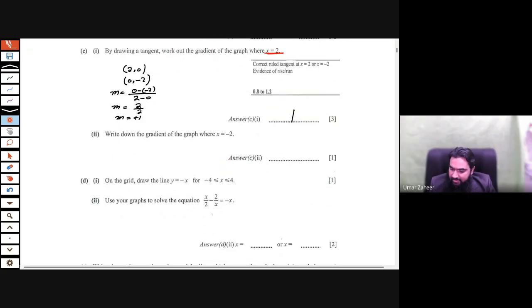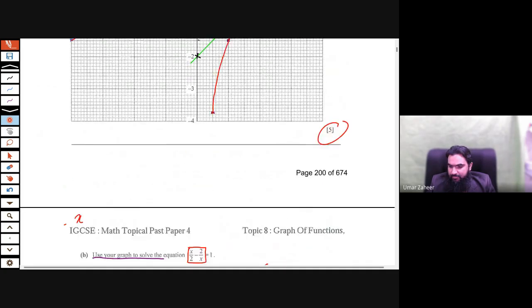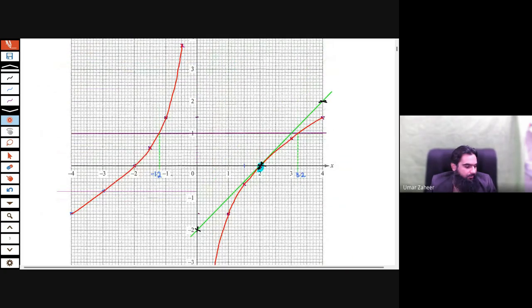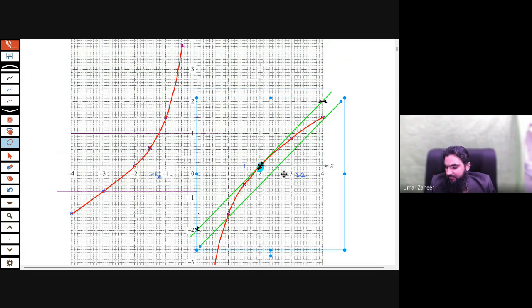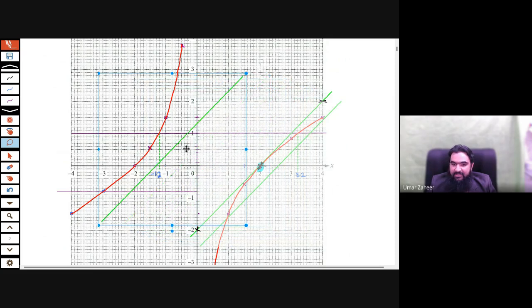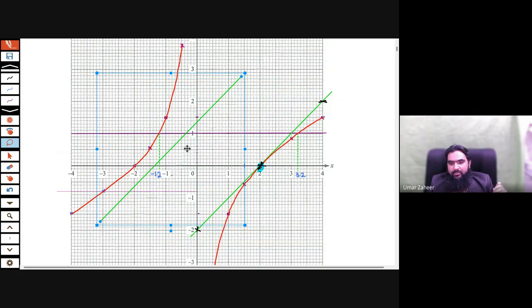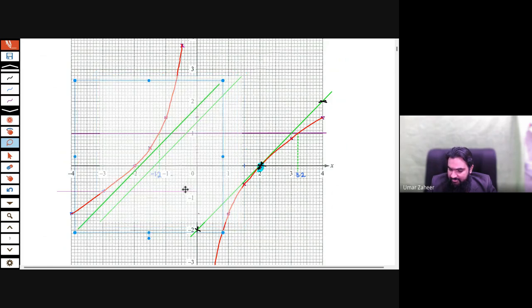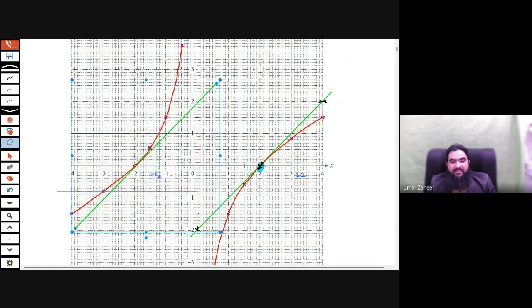Now in the next part, write down the gradient of the graph where x is equal to -2. Now be careful. It's a reciprocal graph. We have learned that in the reciprocal graph, you will get the graph in the first quadrant and third quadrant, or second quadrant and fourth quadrant. And they must be symmetric, meaning they are going to make an image of each other. So if the tangent at 2 is going to be this one, then if you take the tangent at -2, it is going to be exactly the same one.